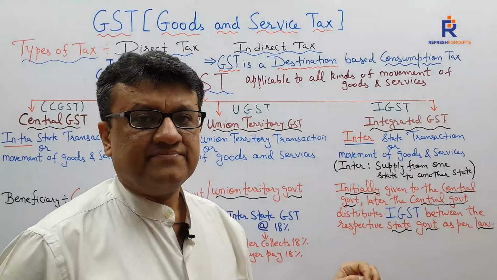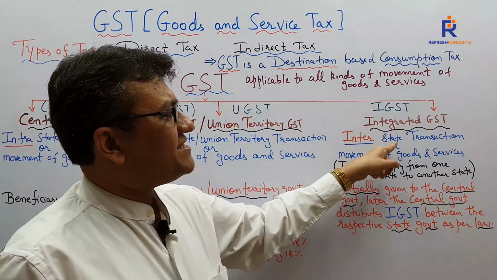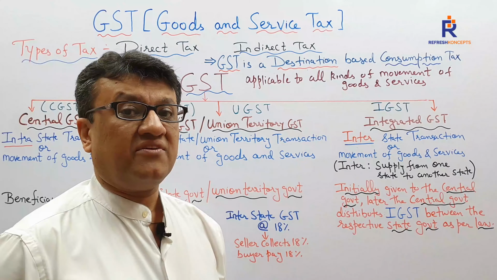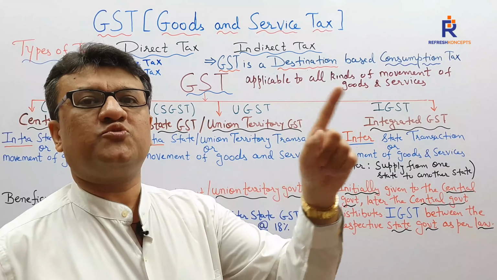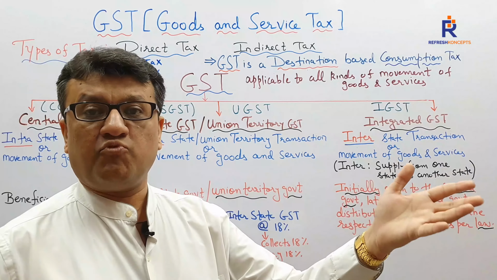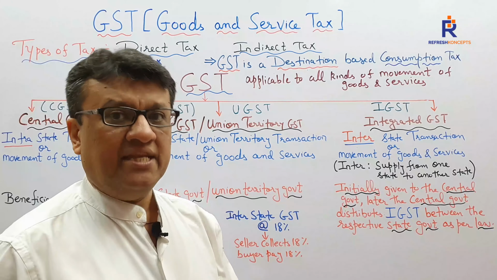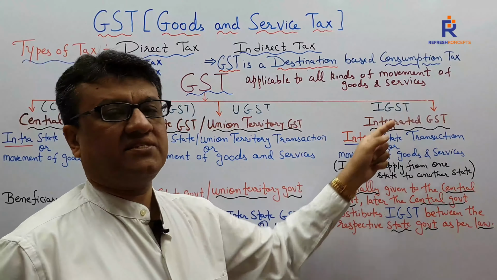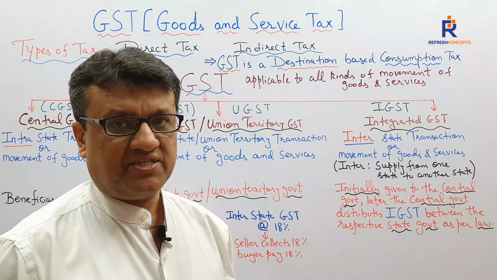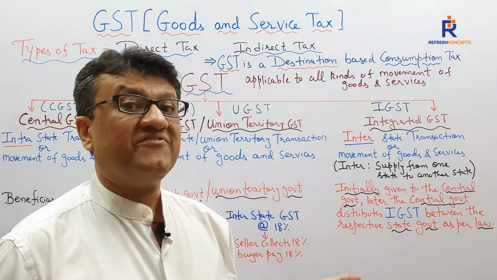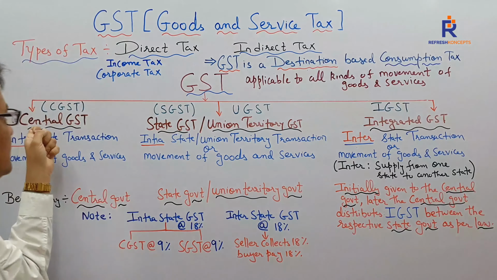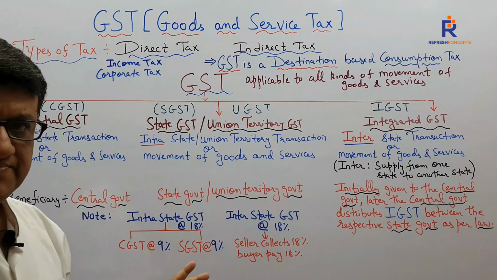Integrated GST. Interstate transaction. That means if the movement of goods takes place from one state to another, a couple of states involved, or more than a couple, then we go for IGST, integrated GST. If it were to be within the same state, CGST, SGST.